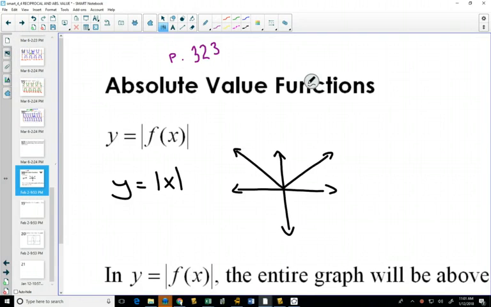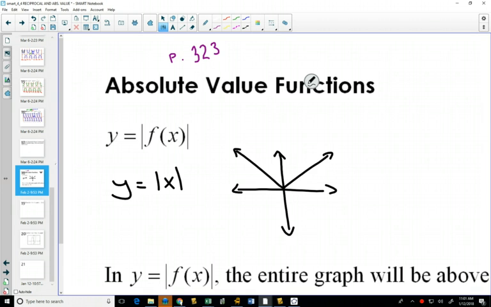What we're going to look at now is what happens if it was something else inside the absolute values, like a parabola, or a cubic, or a sine graph, or a log graph. What would that look like? How could we take the absolute value of any function? Well, you know that the absolute value takes negative values and makes them positive.